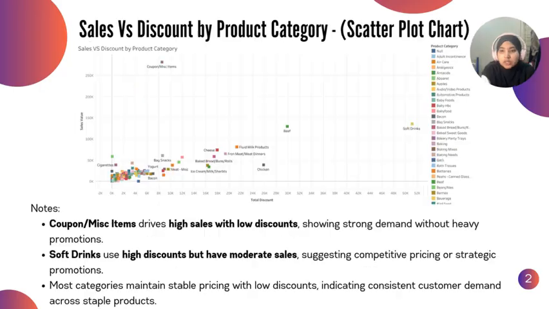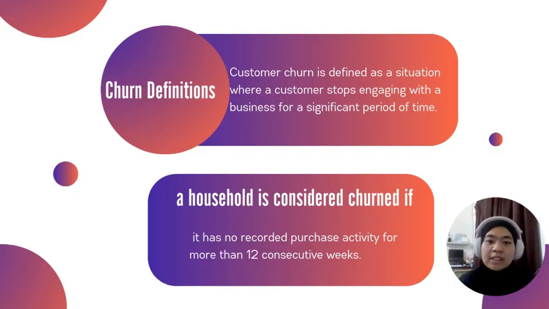So lastly, this is the analysis of sales versus discount by product category using a scatter plot visualization. This scatter plot shows that coupon and miscellaneous items achieve high sales with low discounts, indicating strong demand. Meanwhile, soft drinks rely on higher discounts to maintain sales. So moving on to the next one, which is the churn definition.